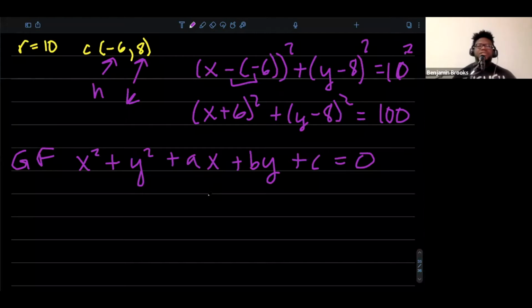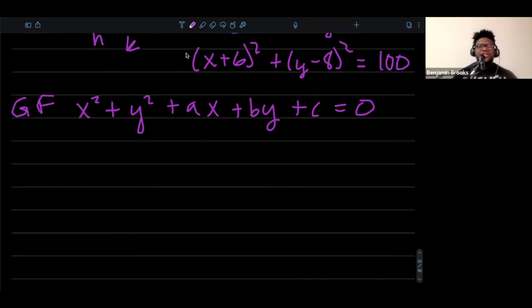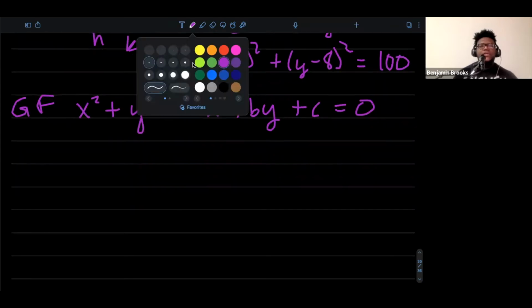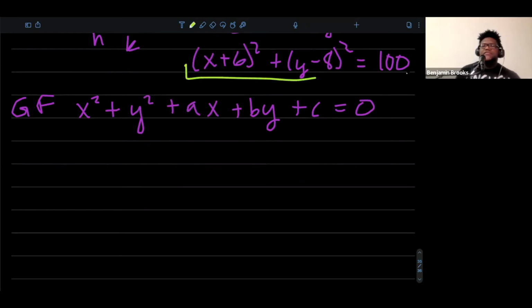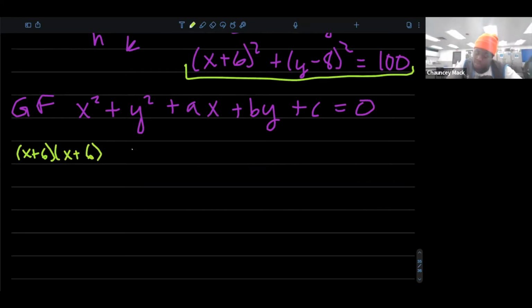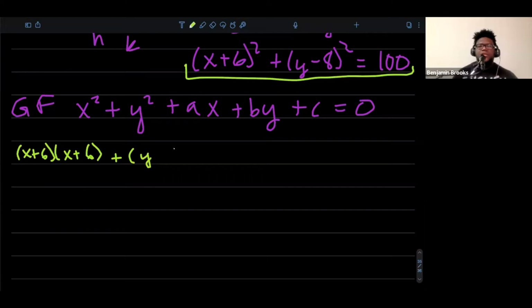So how do we turn something from standard form into general form? We FOIL it out, or we multiply it out. So we're going to go ahead and do that now. We're going to take our standard form. Let's change the color here. Use this lime green. The first thing I'm going to do is say, okay, I got (x plus 6) times (x plus 6). Make sure you're working out with me. (y minus 8), (y minus 8).